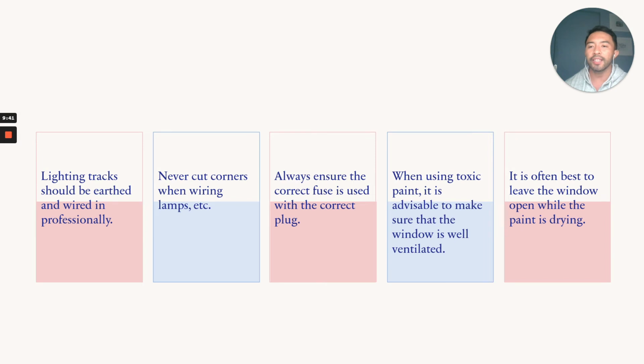Lighting tracks should be earthed and wired by a professional electrician. Never cut corners when wiring lamps. Always ensure the correct fuse is used with the correct plug. When using toxic paint, it is advisable to make sure that the window is well ventilated. It is often best to leave the window open while the paint is drying.